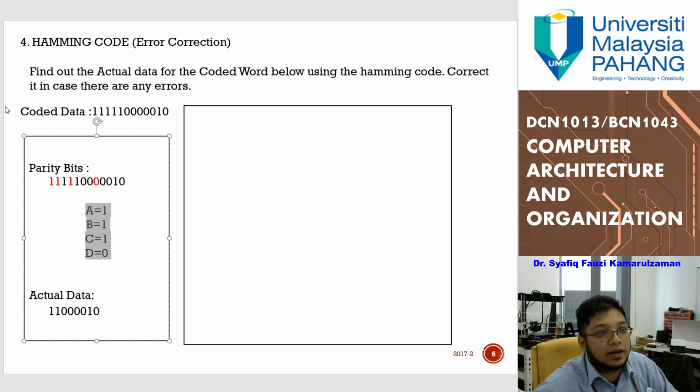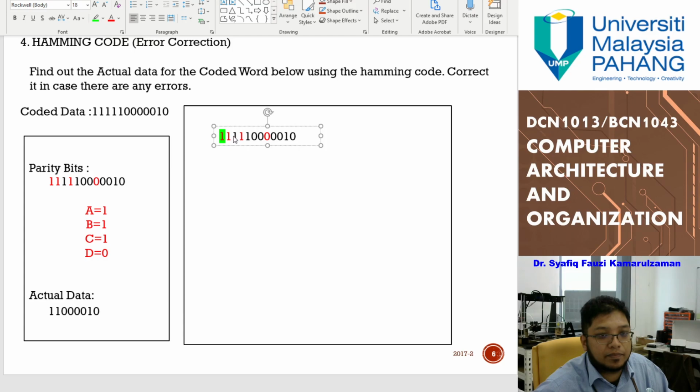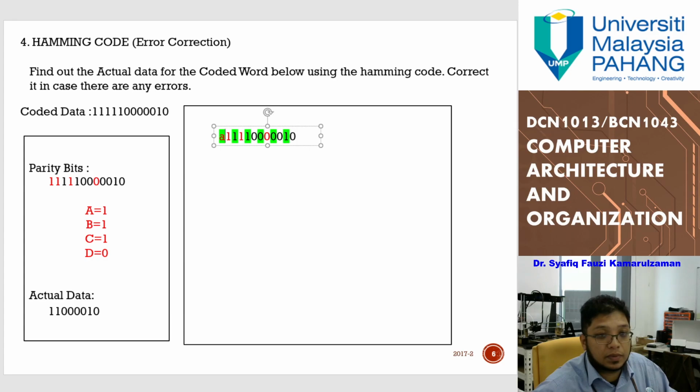So what we have to do now is calculate again whether A, B, C, D is correct or wrong. So let's take a look at the first, A. So A is take 1, skip 1. So this one you have to exclude. So what exactly is A?